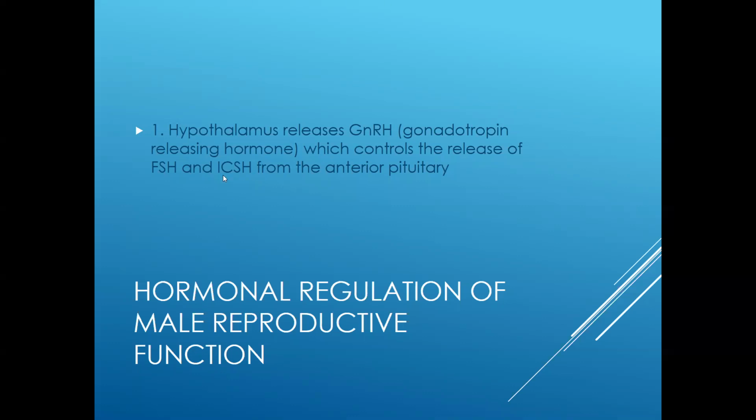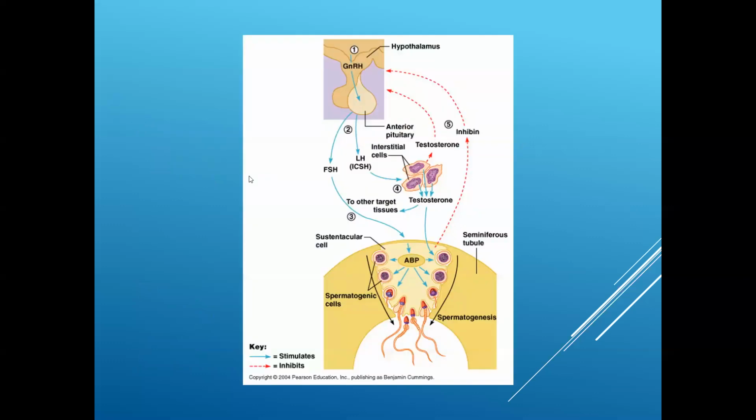Oh, hey, look at it right there. That does not say LH. That says ICSH, because that is the new name for luteinizing hormone in a male. So this is interstitial cell stimulating hormone. It's going to come to the interstitial cells and stimulate the production of testosterone. So then the testosterone will come out and do its job. But I just wanted to bring your attention to the fact that this is interstitial cell stimulating hormone, not LH. But it's the same thing.